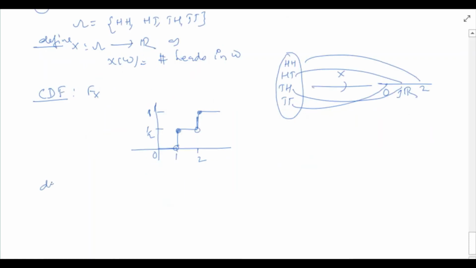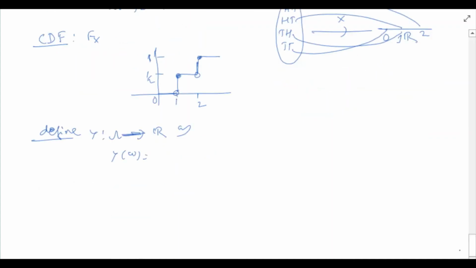Similarly, we can define another random variable Y to be the number of tails in omega. So Y of omega is the number of tails in omega. So now the function Y looks as follows.